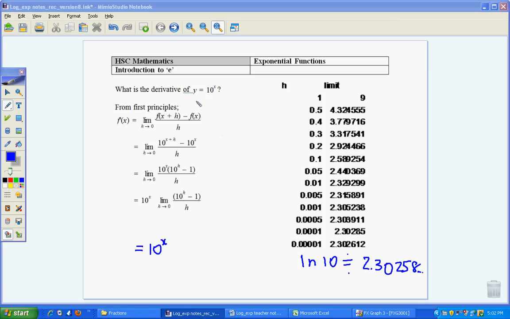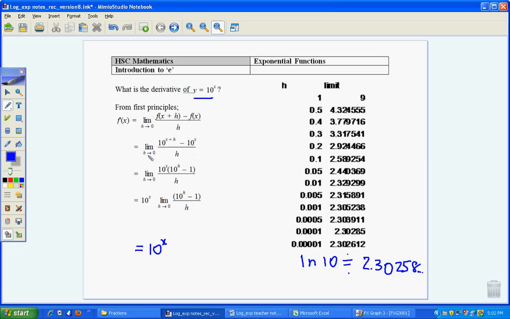One derivative we haven't found before is this one, y is equal to 10 to the power of x. If we do this from first principles, remember that's the limit as h approaches 0 of the rise over the run of a function. So we've got the function of x plus h, 10 to the power of x plus h, minus the function of x, which is 10 to the power of x, all over h.